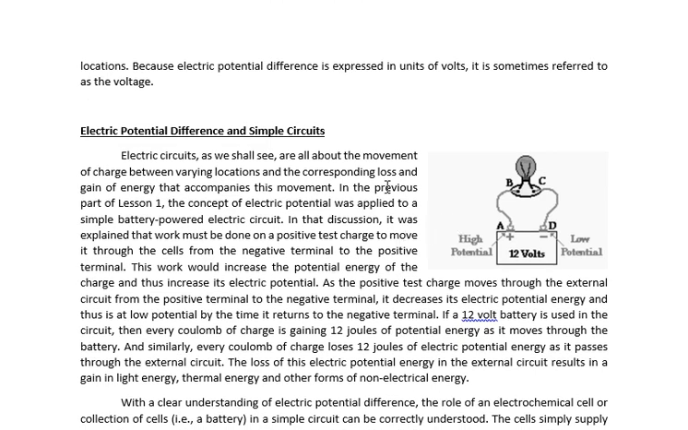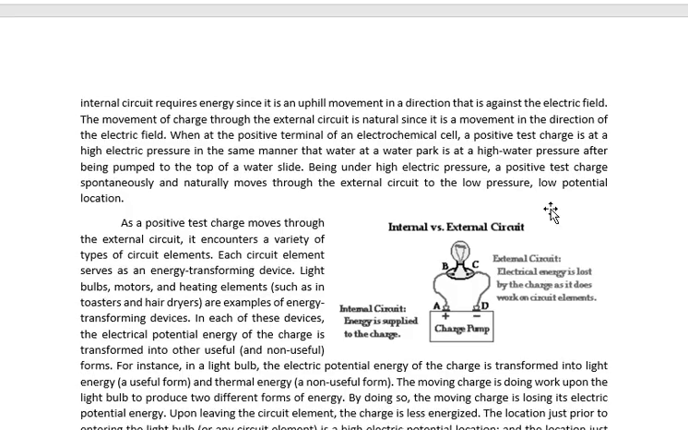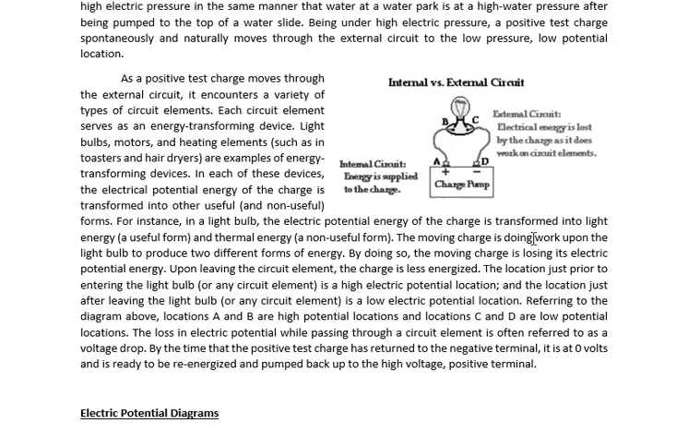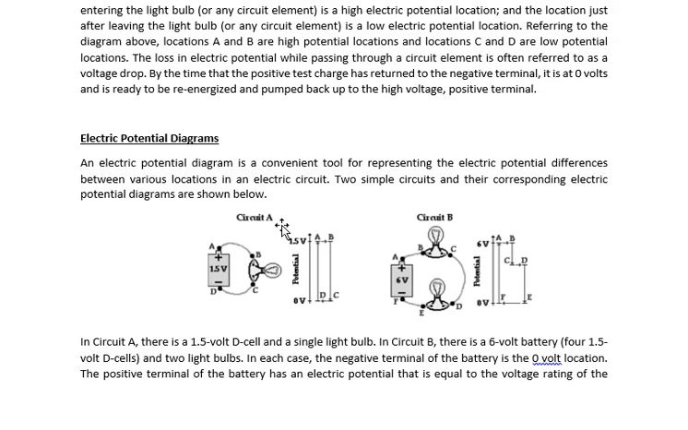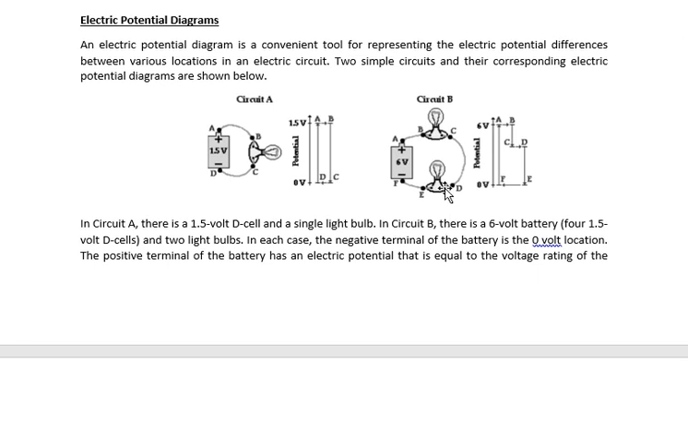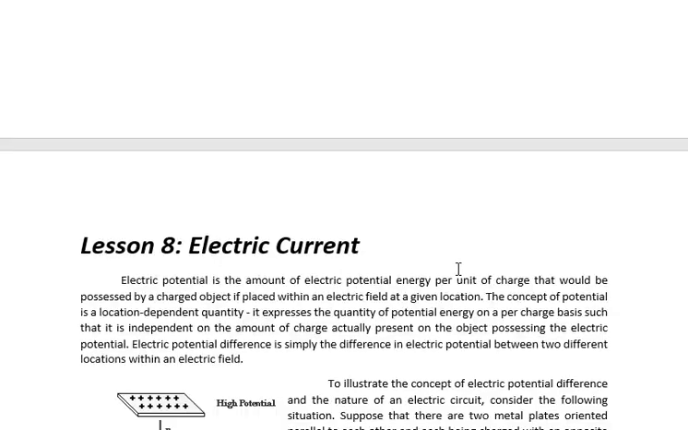So we have here electric potential difference in a simple circuit. I have already discussed this one, so please read this. These are all very understandable due to this definition. So we have here the electric potential diagram. This is also very understandable when it comes to reading these definitions, so I will no longer discuss that.